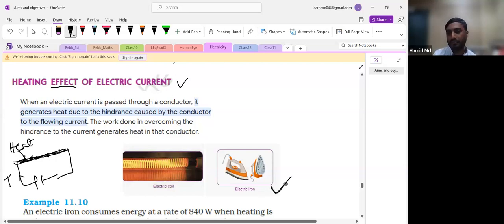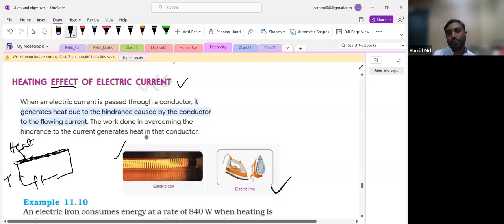Why does this work? Now you have the idea how the electric iron works. This works on the principle of the heating effect of electric current. This is also an electric heater, right? So these are the different kinds of materials.